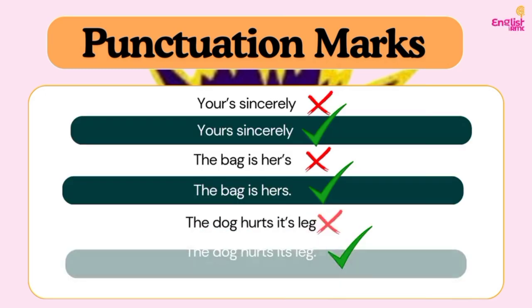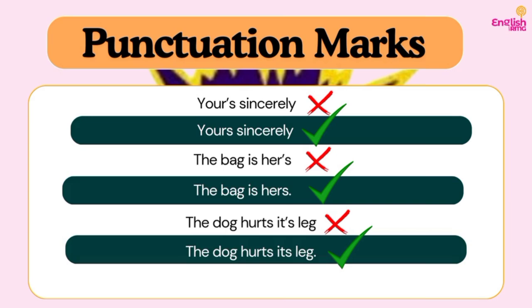Do you understand? Also, for its, this is where students make their mistakes mostly because we can actually have its with the apostrophe and we can have it without the apostrophe. So, the dog hurts it's leg. No, because here we are referring to a possessive pronoun. The dog hurts its leg, without the apostrophe. Correct. So how do you clear the confusion?